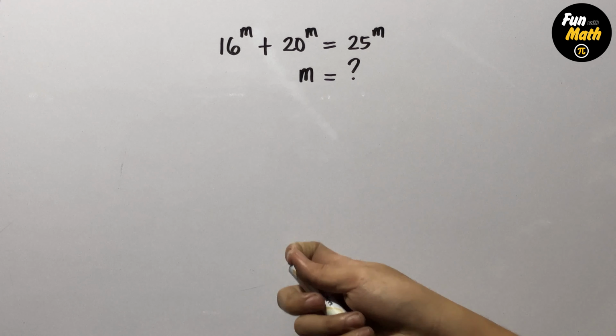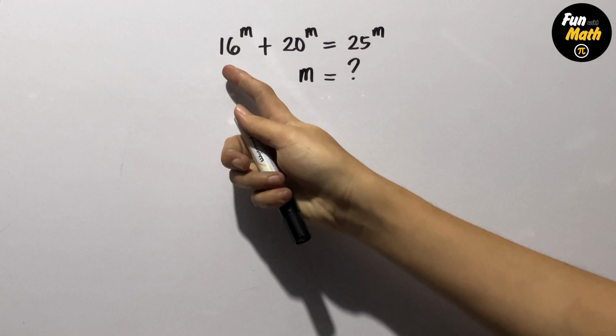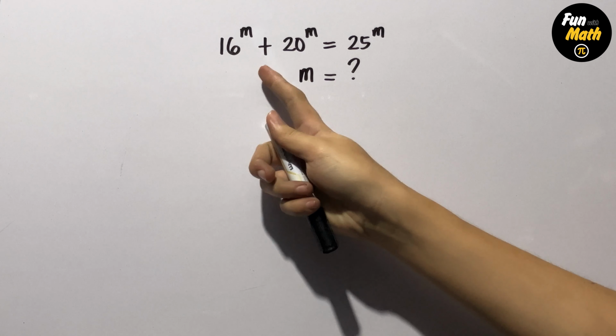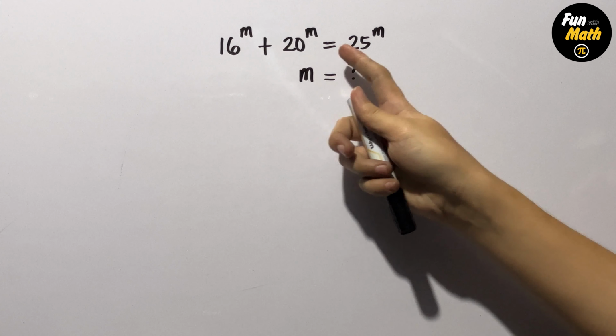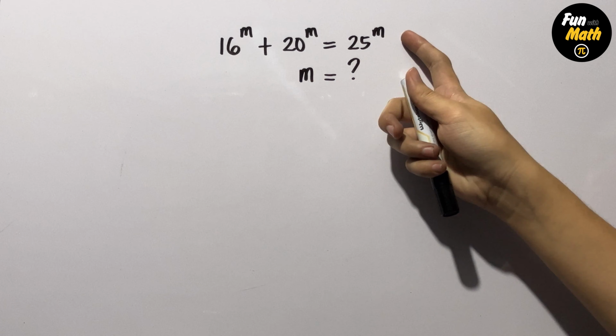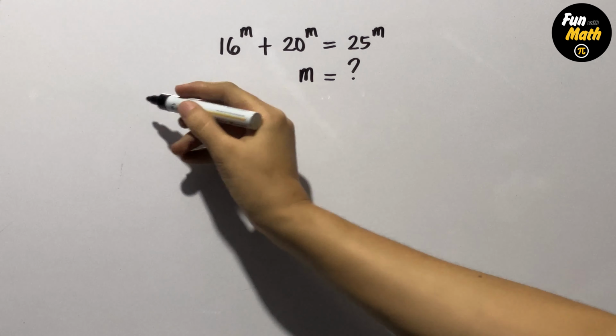In this video, we are going to solve this problem. 16 to the power of m plus 20 to the power of m is equal to 25 to the power of m. Find m. So here's the solution.